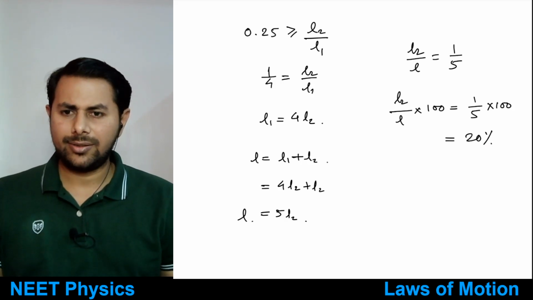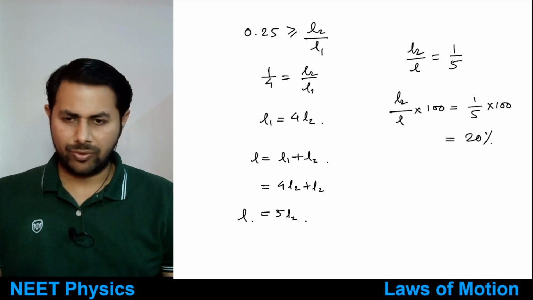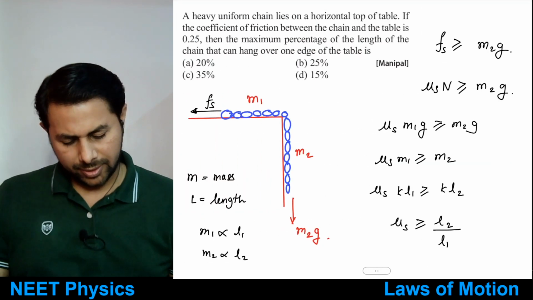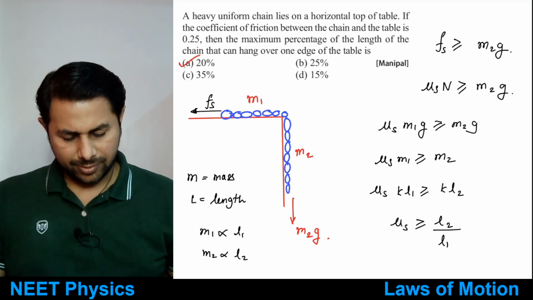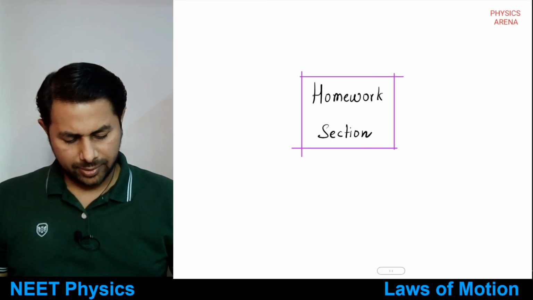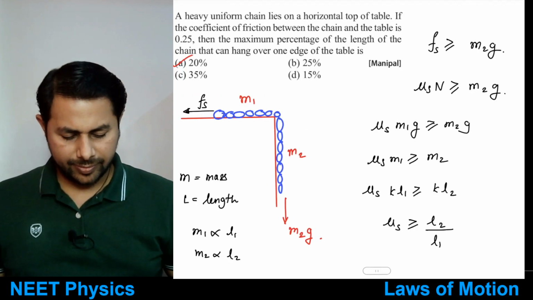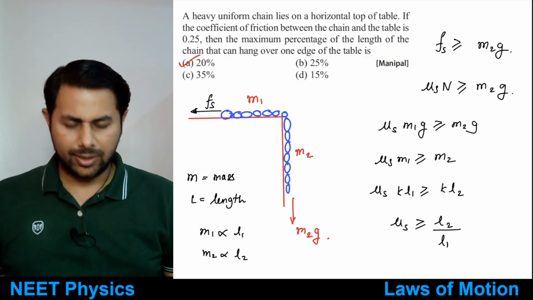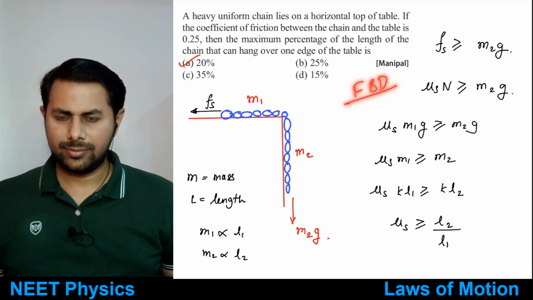Okay, is this clear? Yes, no? Everyone? Right. So the answer is 20%, option A. Okay, good. So these are the sort of problems that can be asked based upon laws of motion, I mean, based on free body diagrams. Okay.